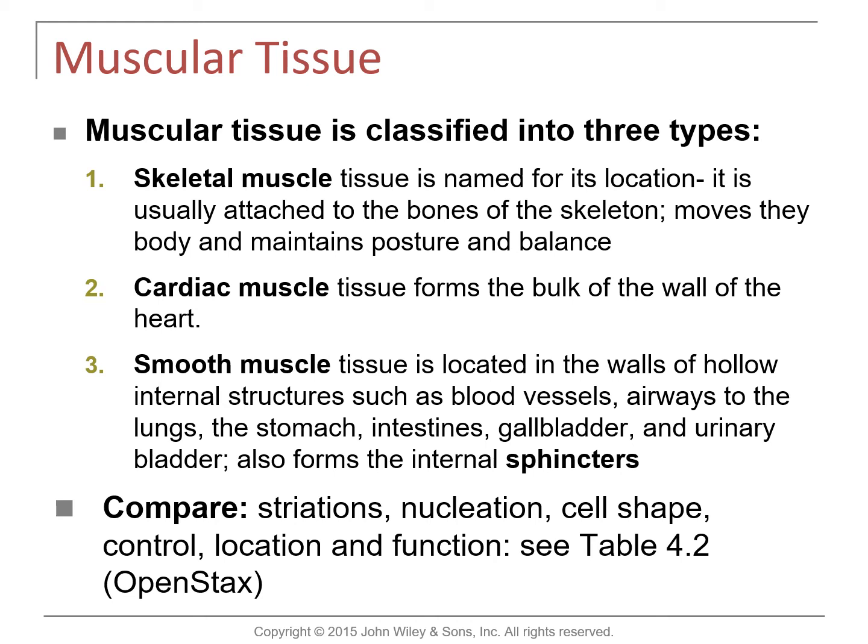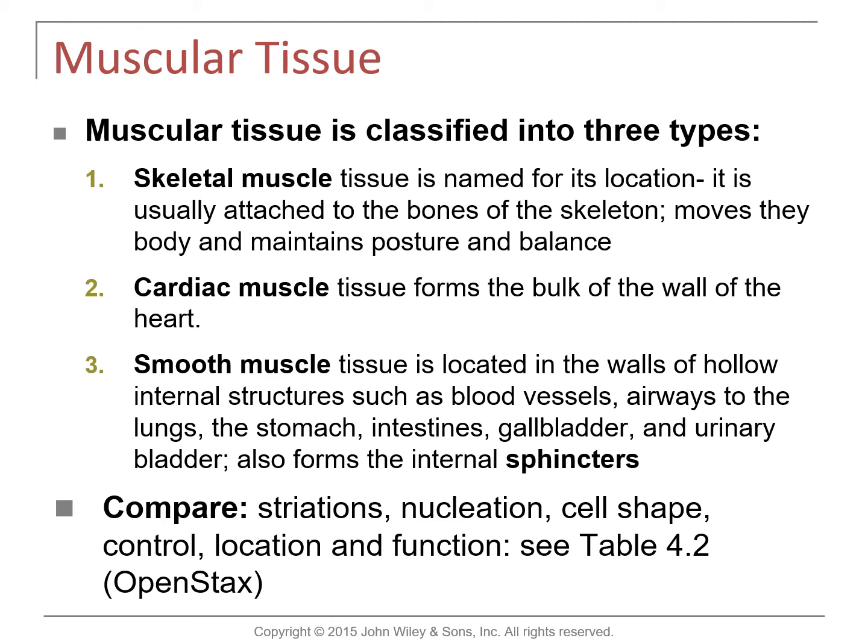Smooth muscle also forms valves called sphincters, the internal sphincters, as well as the sphincters along the digestive tract that regulate the flow from one structure to the next. Now, each of these muscle tissues, again, are made up of different muscle cells. So please use Table 4.2 in your OpenStax textbook to compare the various muscle cells and the tissues they make up with respect to visible lines called striations.